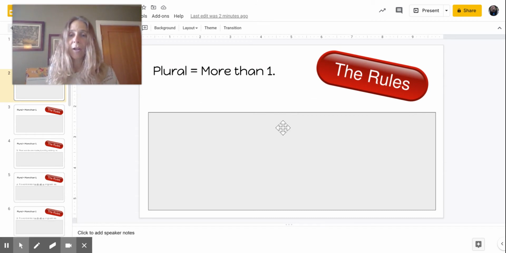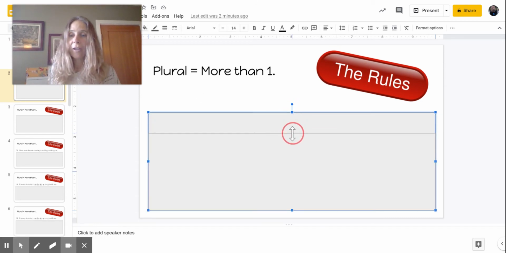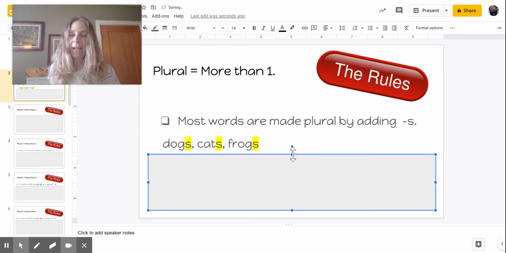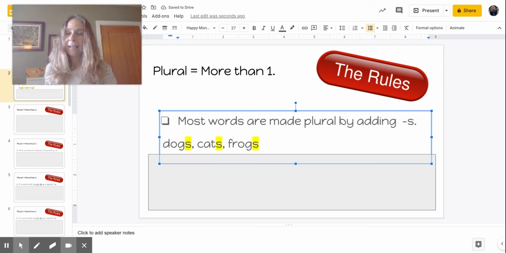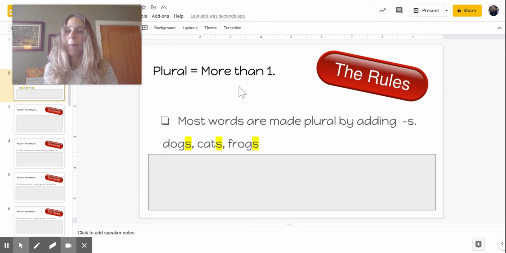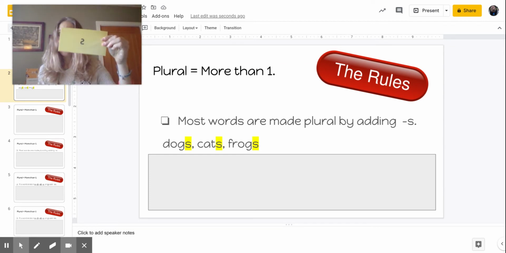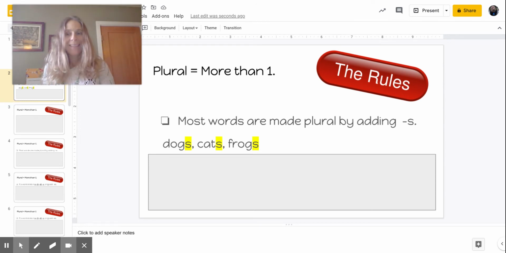So I have one dog, and I'm going to show you the word so you can see it. And I have one cat, and I have one frog. But if I have more than one, I need to add an S at the end. So now I have dogs, cats, frogs. Usually we just add the suffix S, but sometimes we have to add the suffix ES.